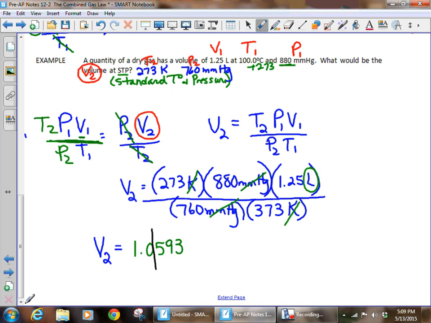So that becomes 1.1. Now, do I need to replace any of the rest of them? And that is a no, because none of these are whole number place values. So I just drop them, and this becomes 1.1 liters. And that is the combined gas law.